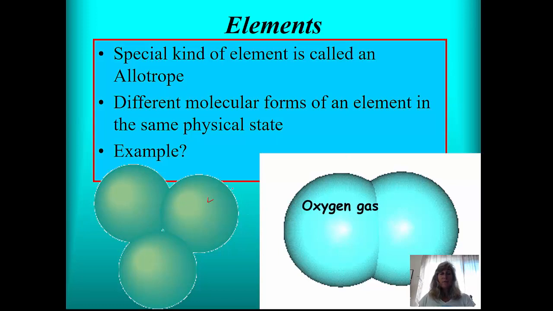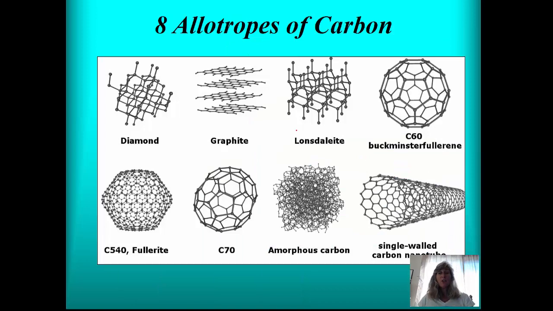And then what if I have 1, 2, 3 oxygen atoms? It's no longer oxygen, but ozone. Yeah. So what's the definition of an allotrope? There are different molecular forms, 2 oxygens, 3 oxygens, but they're both gases, same physical state. Here's kind of a cool one, carbon.